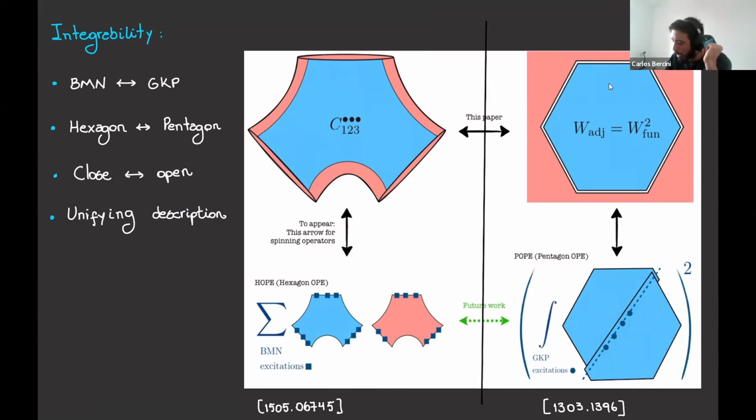But now we have worked out precisely the relation between the structure constants and the Wilson loop. And then we can ask ourselves, what does this mean for integrability? So the plan now is to understand, since we have large spin, how this huge sum over BMN excitations should transmute to some GKP excitations, or how these hexagons are related to pentagons, how these closed string descriptions are related to these open string descriptions, and so on. And perhaps by understanding better this arrow, we can find a more unifying integrability description in N=4 supersymmetric Yang-Mills. So yeah, that's basically it. Thanks a lot.